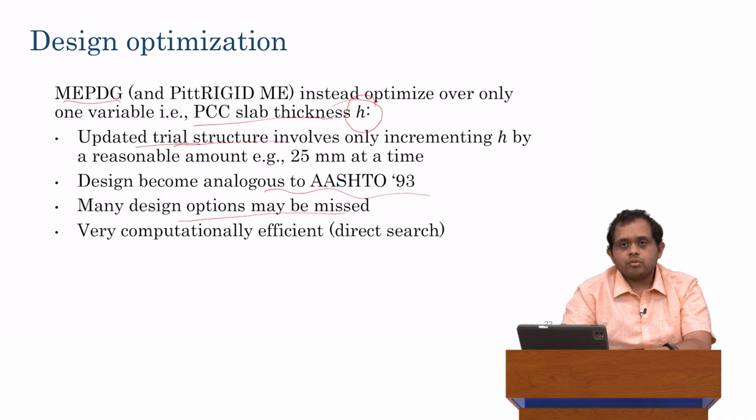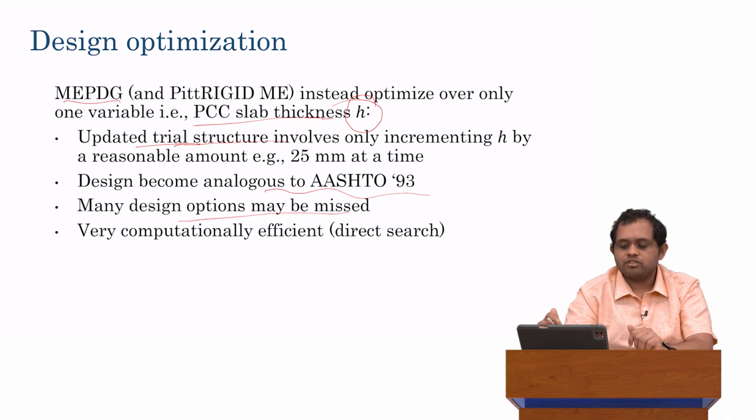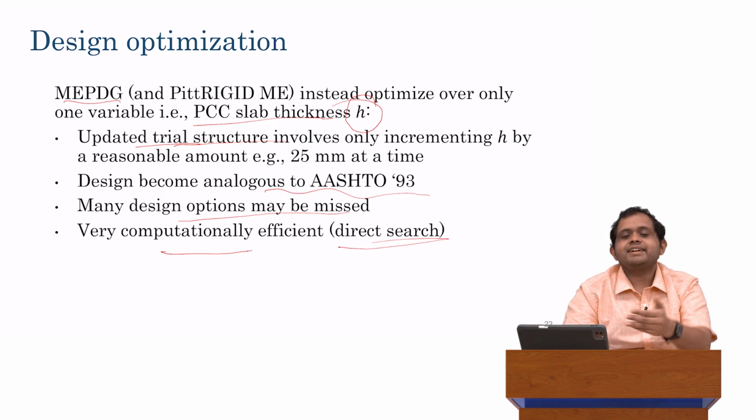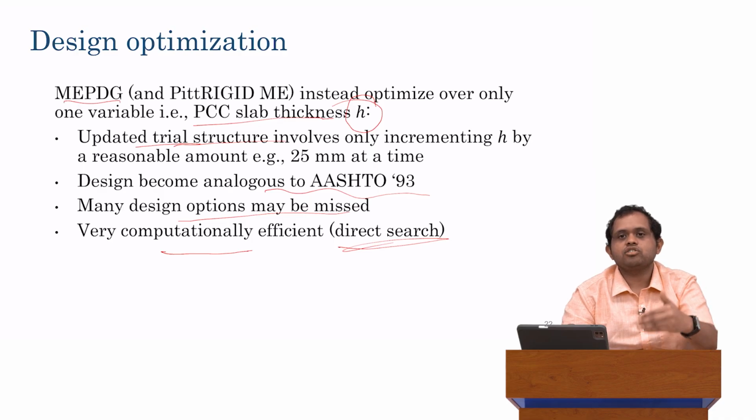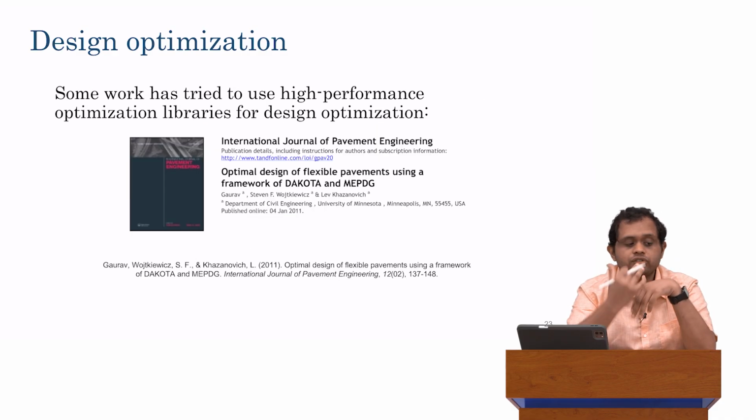Many design options were missed. I just pointed out previously in one of the sensitivity analyses, it was found the material properties are actually a more sensitive variable than the thickness. So that design space is completely being missed by the MEPDG approach. It's a very computationally efficient approach in the sense it's a direct search. Change the thickness, try. Change the thickness, try. You are directly searching for an optimum solution. It's a univariate, one variable solution. But it misses a lot of possible, a lot of good solutions.